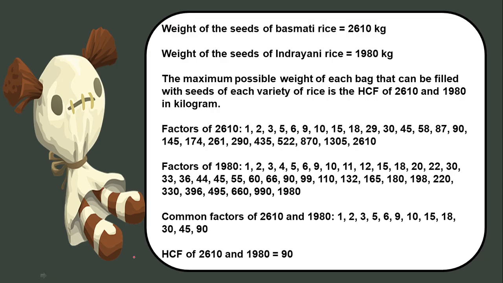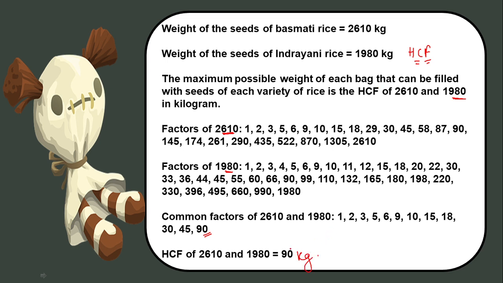Now, let's see how we can do this. Children, as I said, firstly you are going to find the HCF of 2610 and 1980. We have already written the factors. As these are big numbers, it will take time to find the factors, but you have to do it with patience. Then let's start writing the common factors. Like in HCF, we wrote the factors, then we wrote the common ones. Now check for the highest common factor. It is 90. So the maximum possible weight of rice which can be filled in each bag will be 90 kg.